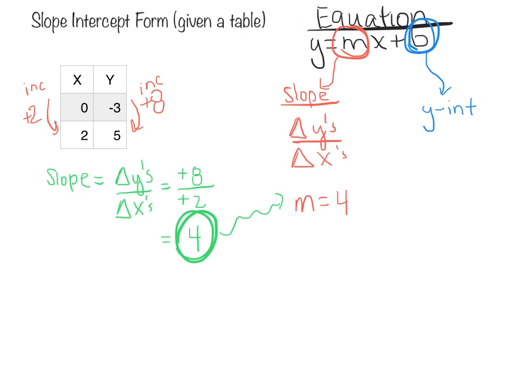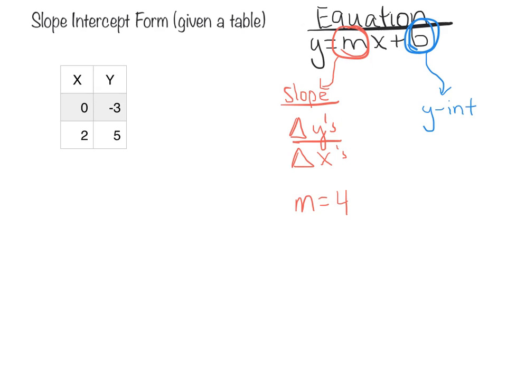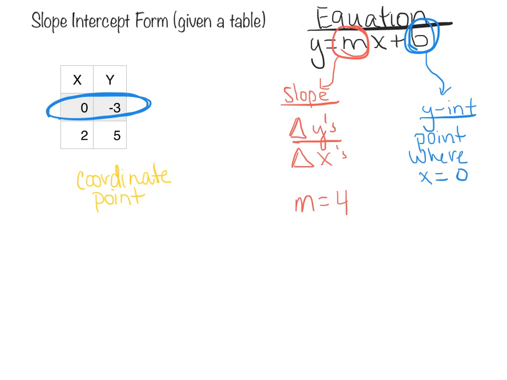Let's find the y-intercept. The y-intercept is where you have a point at x equals 0 on the y-axis. So you're looking in the table to find where x equals 0. I notice in my table I have 0, -3 for this example. So I have a coordinate point for my y-intercept at (0, -3). That means the b value in my equation would be the y value of that coordinate point, which is -3. So b would equal -3 here.